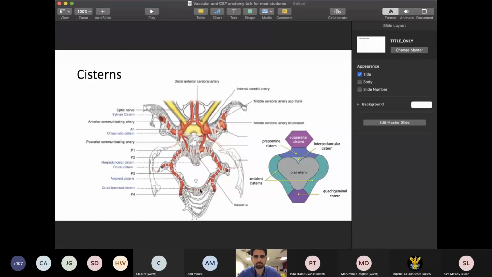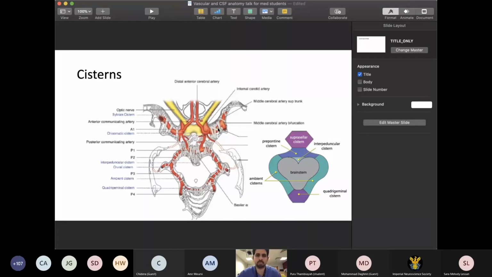Now, around the brain stem, you've got basal cisterns. And as I was saying, the cisterns are where you're going to find the major arteries. All proper neurosurgery, as one of my bosses once told me, involves arachnoid dissection.